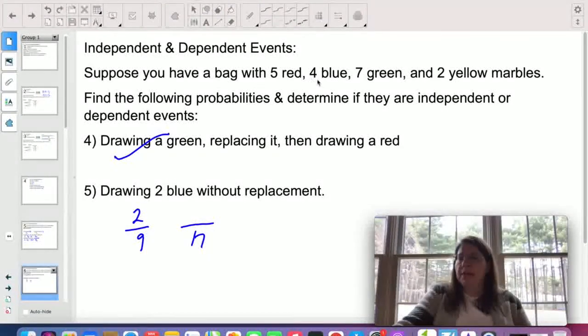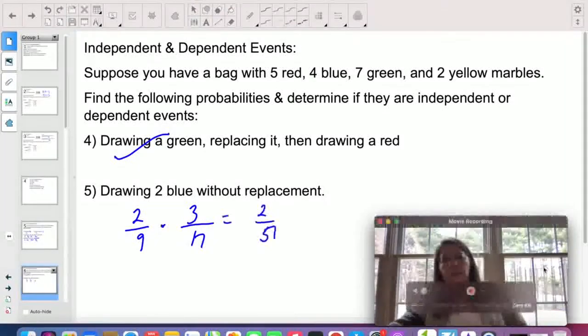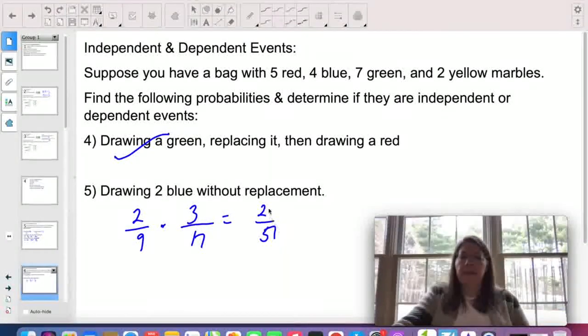So the probability of getting a blue the second time when the first one was also blue is 3 out of 17. We're going to multiply these two together to get the final probability. And that gives us a final probability of 2 over 51. That's a 1, not a 7. So 2 over 51. Now we have to determine, is this independent or dependent?